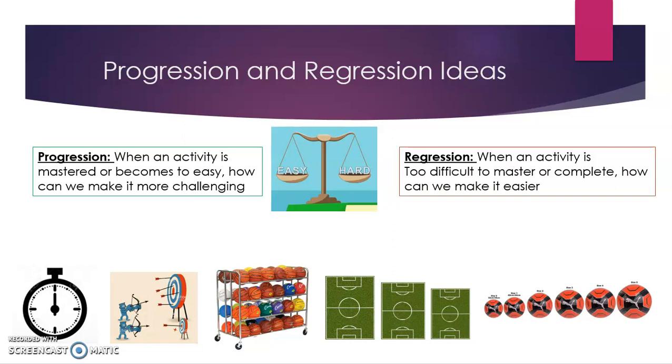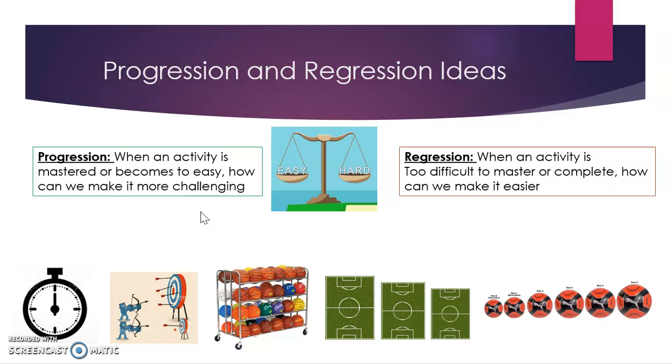I think the first point really is to have an understanding of what we mean by the word progression and regression. As you can see on the screen here, for progression, we're talking about when an activity is mastered or becomes too easy, how can we make it more challenging? That's the key element of us as sports leaders. How can we make an activity or a task more difficult when it becomes too easy for the students so that they don't become bored?